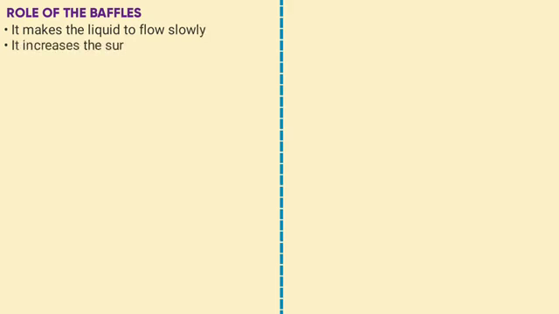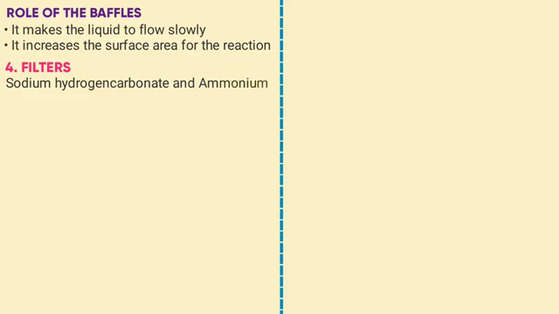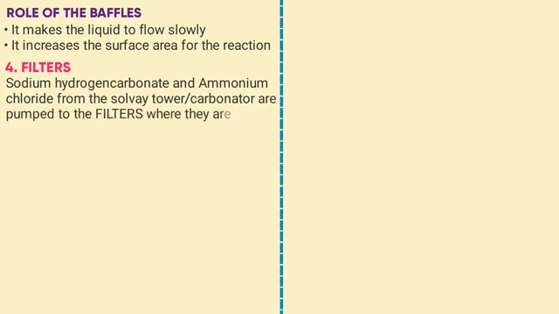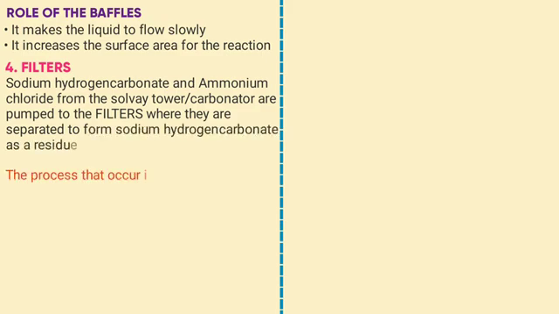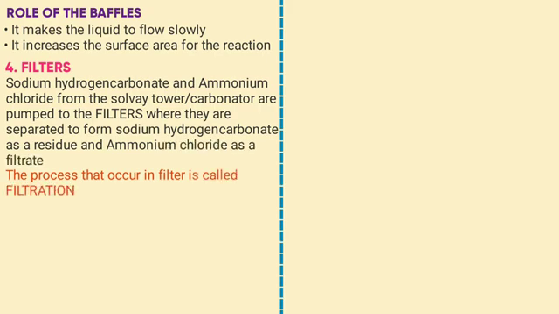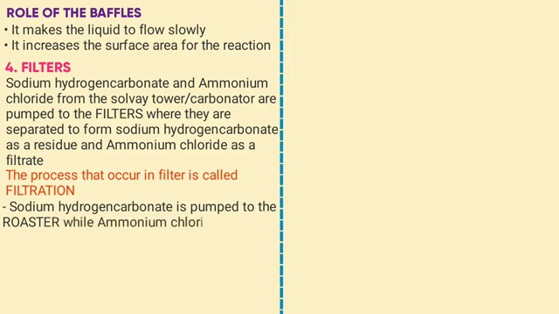Now, after the formation of sodium hydrogen carbonate and ammonium chloride, the two substances are pumped to the filters, where they are separated to form sodium hydrogen carbonate residue and ammonium chloride filtrate. The process that occurs in the carbonator is called carbonation. The process that occurs in the filter is called filtration. Now sodium hydrogen carbonate, which is a residue, is pumped to the roaster, while ammonium chloride is pumped to the ammonia generator.